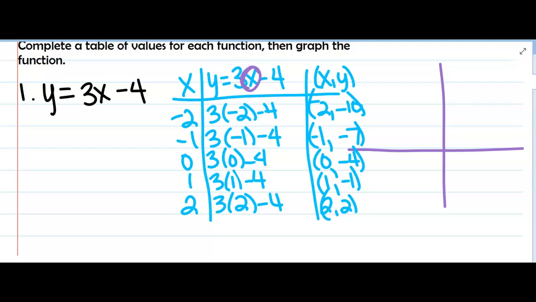So it does not have to be a perfect graph, but we do need to sketch these out. Notice that my y values do go all the way down to -10. And we're going to go 2 to the left, 2 to the right. Go all the way down to -10.